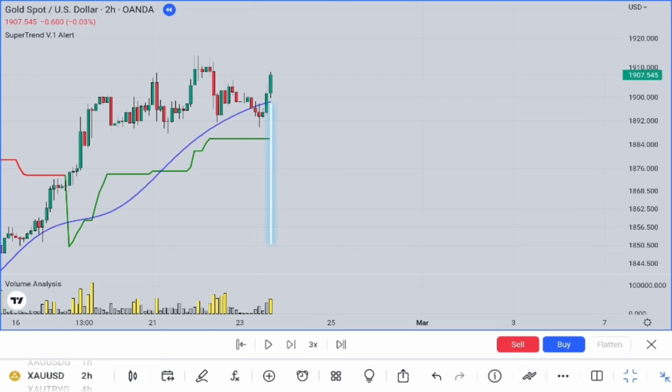Rule 4. After closing above the line, the trade is entered with the close of the first green candle, which coincides with the yellow block of the VSA indicator at the bottom.